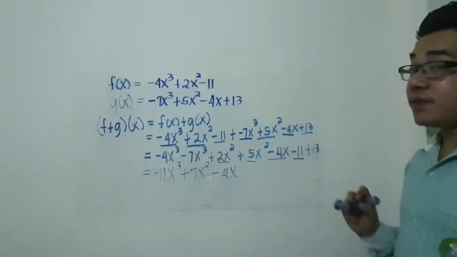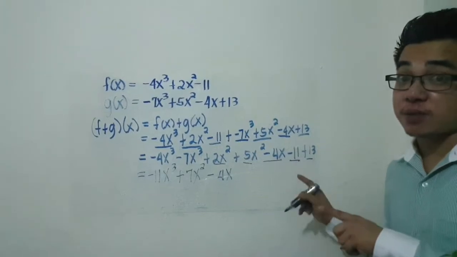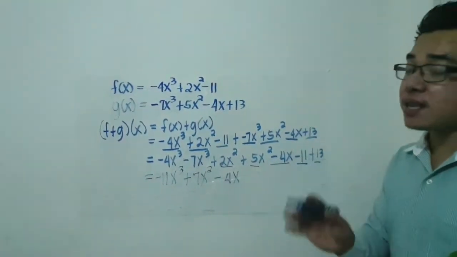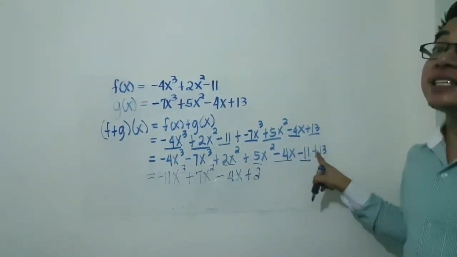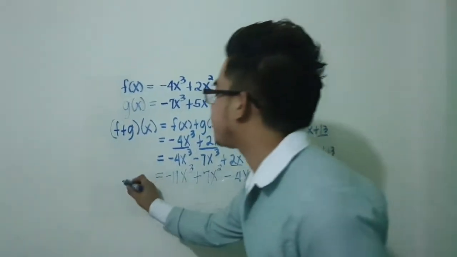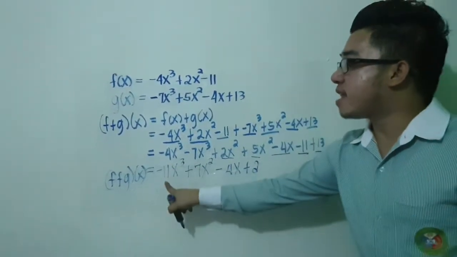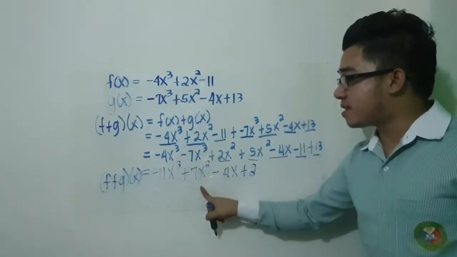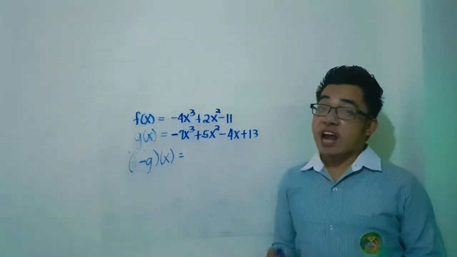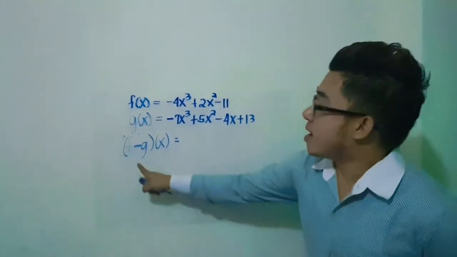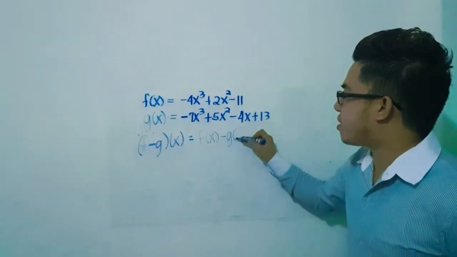Then we have negative 11 plus 13 is equal to, we have negative and positive, so we are going to subtract. 13 minus 11 is equal to 2. The sign is positive because 13 is bigger than 11. Therefore, f plus g of x is equal to negative 11x cubed plus 7x squared minus 4x plus 2. Then, if we are asked to subtract the function f minus g of x, that is equal to f of x minus g of x.